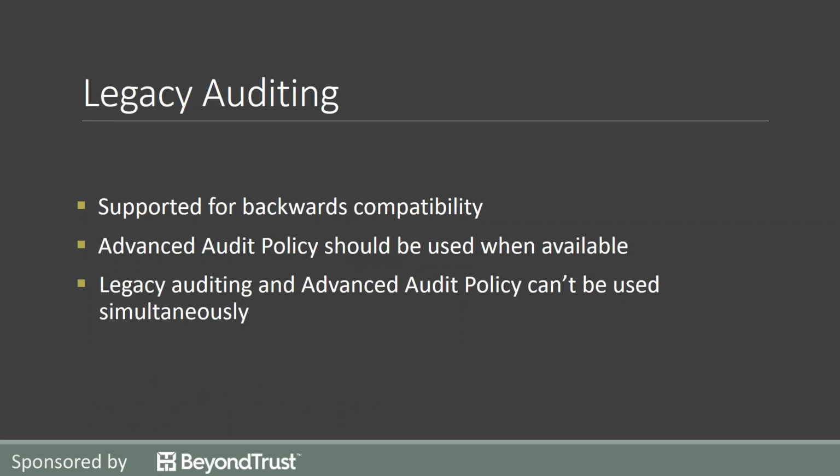So Microsoft's answer to that was a new auditing system called Advanced Audit Policy. That is the system that you should use if you have a version of Windows Server that supports it. But you do have to choose. You can't use the legacy auditing and the advanced audit policy at the same time. So you need to choose which of those systems you're going to use.